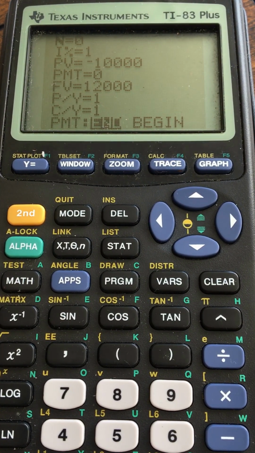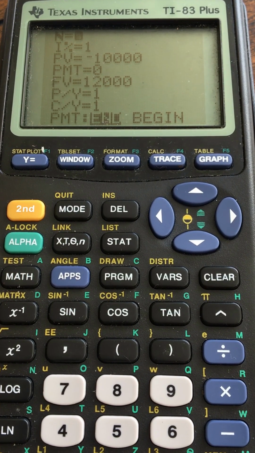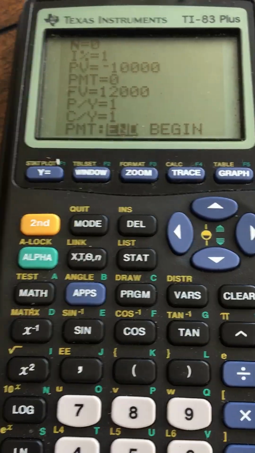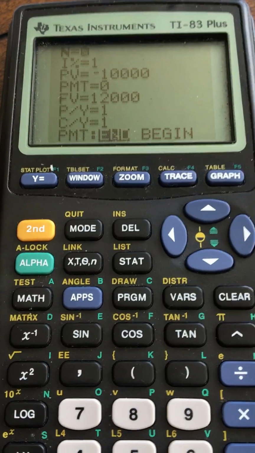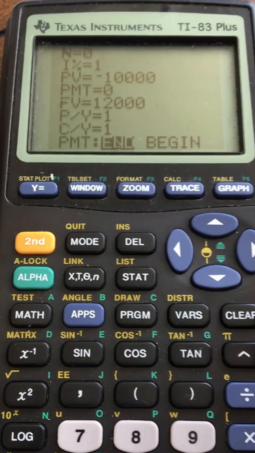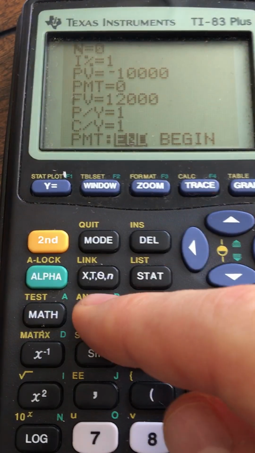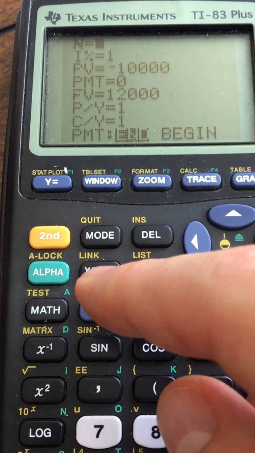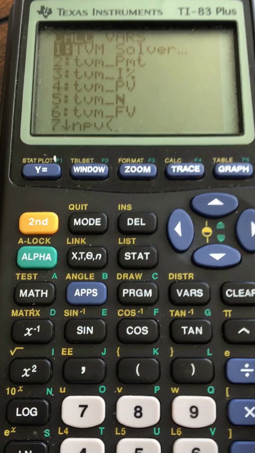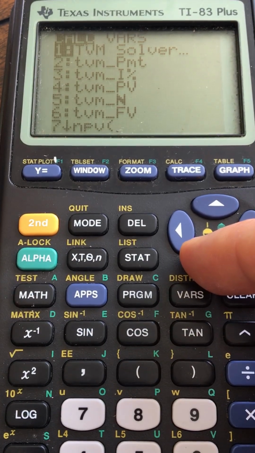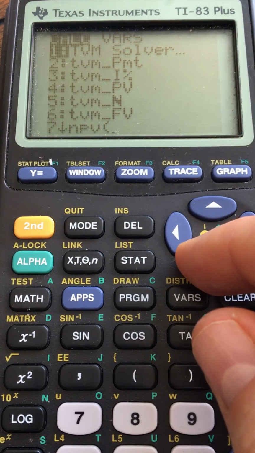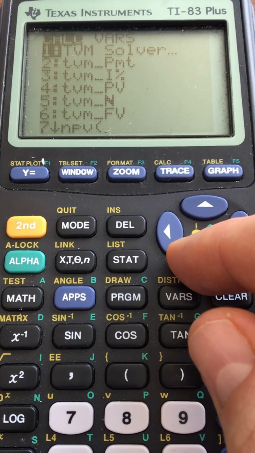So the default is end, meaning I'm making the deposit at the end of the period, and for my example, that's just fine. So now that you have all the inputs, which is primarily what the TVM Solver is for, is to put your financial inputs in, you can go back to the Apps button, the purple button here, click on Finance once again, and this is where you want to ask yourself, what value am I trying to solve for? And as I mentioned, I want to know the number of periods.